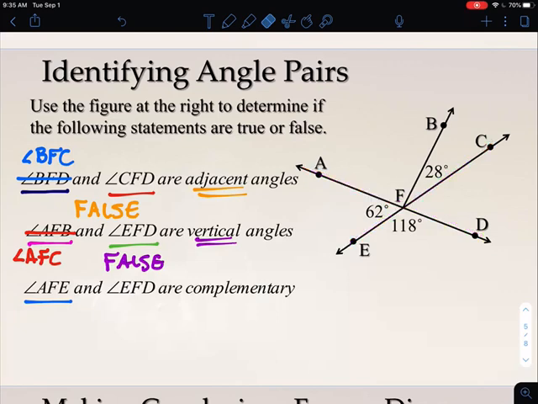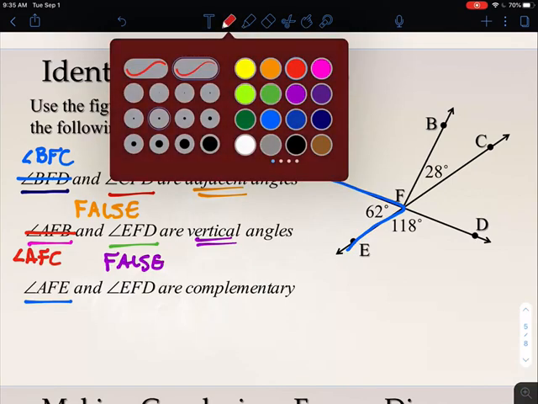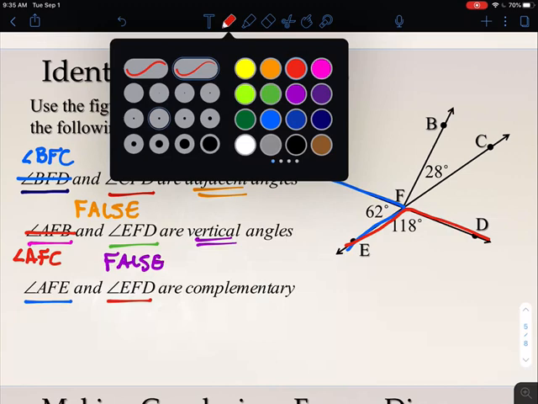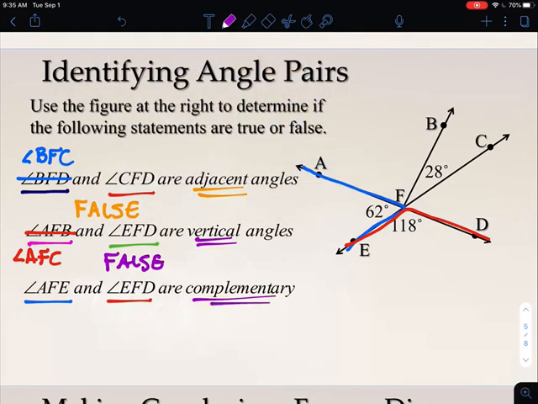For the next statement, angle AFE, so angle AFE is here, and angle EFD, so EFD here, they want to say are complementary. Now complementary means add to 90 degrees. So if I look at those two angles, I have 62 and 118. If I were to add those together, I'm definitely not going to get 90 degrees. So this would be a false statement.